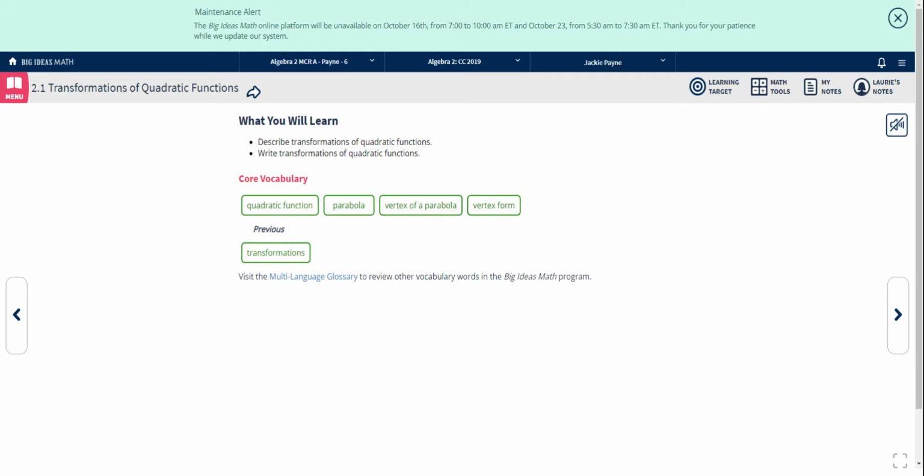So the vocabulary we're going to talk about is quadratic function, parabola, vertex of a parabola, and vertex form. The objectives for 2.1 are to describe the transformations and to write the transformations. So you can just think of this as an extension of chapter 1.